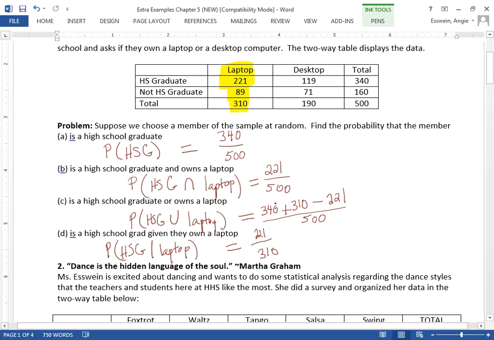Yeah, I added 340 and then I just added 89. Is that fine too? 340 plus 89. That should give you the same thing, shouldn't it? Yeah, that's totally fine. We just write it as 429 out of 500.